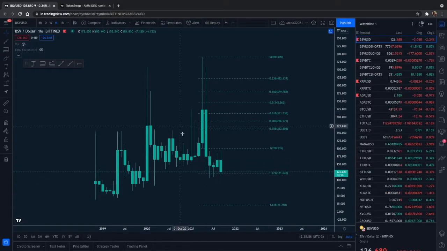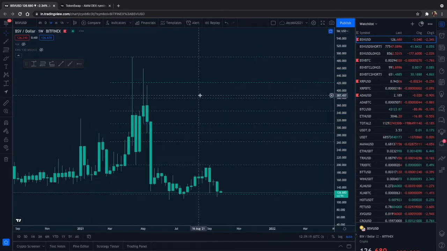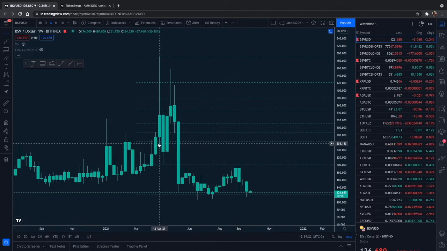Looking at the BSV USD, I have the Fibonacci going from the top to this wick down here. So I have it sitting there, and I'll explain right now why it's there. If we go into the weekly, back on April 12th, we had a break all the way to 490. Then it dropped right away down here to 200. So this is a big movement, and this happened within weeks, days.